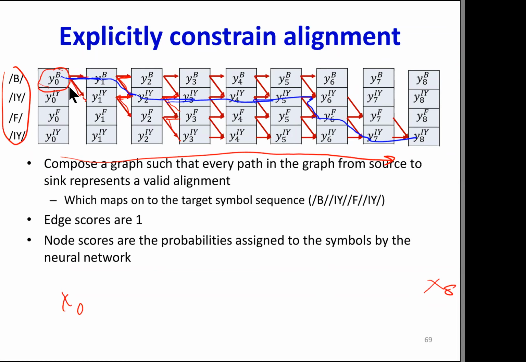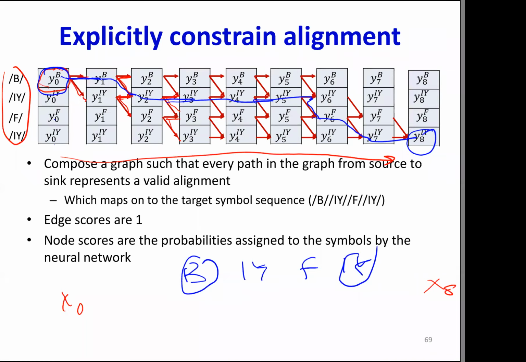Okay, and so Chinmay, remember, I'm trying to align B phi, right? So the first symbol must be B. It cannot be one of the other 3. The last symbol must be E. It cannot be any of the others, right?